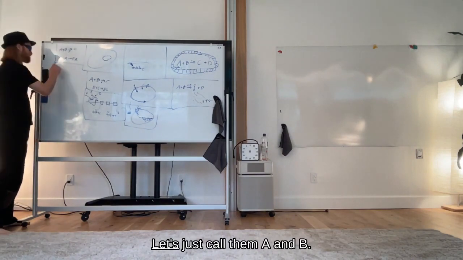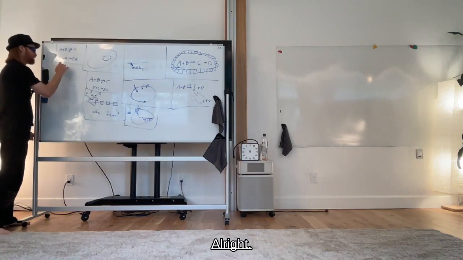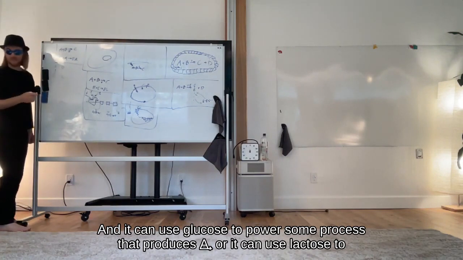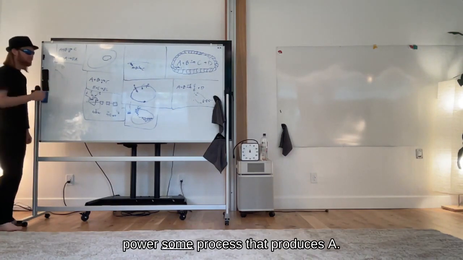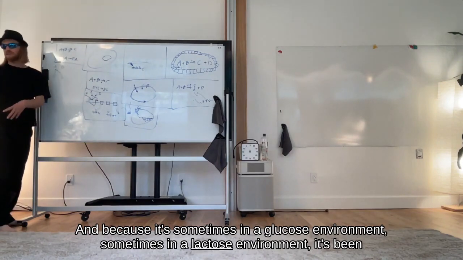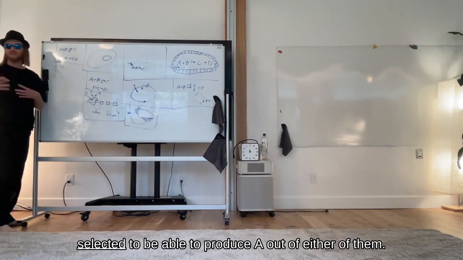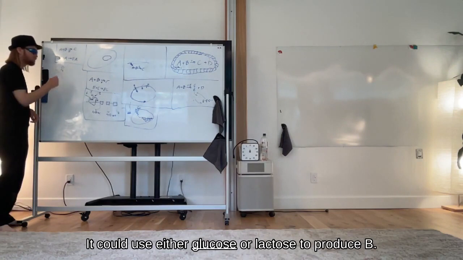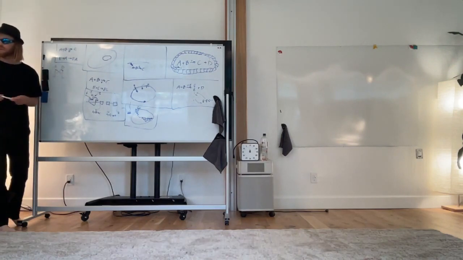Molecules it needs to build. Let's just call them A and B. It can use glucose to power some process that produces A, or it can use lactose to power some process that produces A. And because it's sometimes in a glucose environment, sometimes in a lactose environment, it's been selected to be able to produce A out of either of them. And similarly for B, it could use either glucose or lactose to produce B.